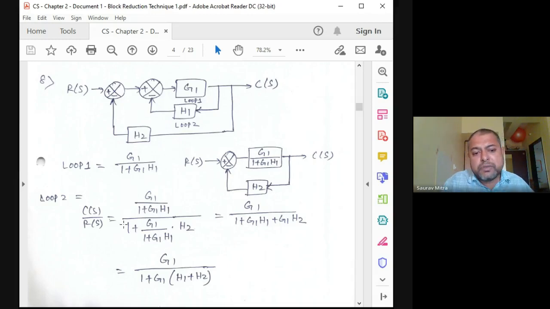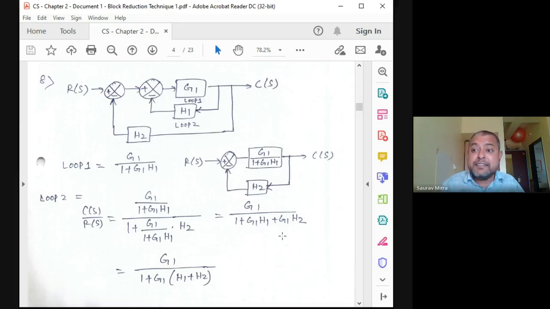So 1 plus G1 H1 will come here. So 1 multiplied by the denominator, so 1 plus G1 H1 will come here. And the numerator, whatever part is there, it is also a fraction, so its denominator is 1 plus G1 H1. And the denominator, whatever is there, is also a fraction, so that denominator is also 1 plus G1 H1. So the G1 H1 denominator at the numerator and the G1 H1 denominator at the denominator, both things will get cancelled. So what you will finally find is G1 divided by 1 plus G1 H1 plus G1 H2.